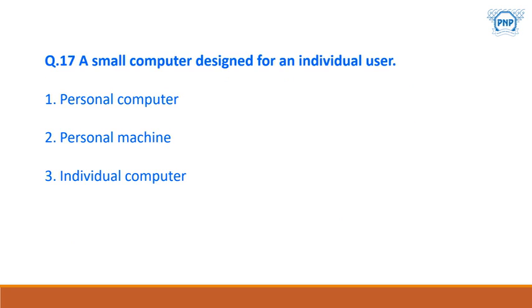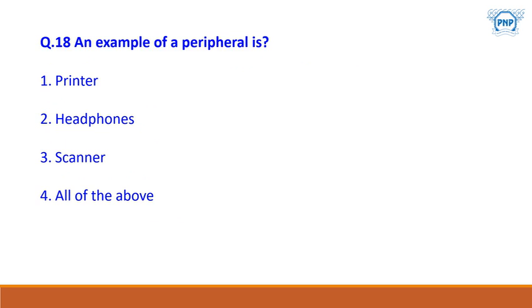A small computer designed for an individual user is known as a personal computer. It is called a personal computer because it is used for personal work. An example of a peripheral. Peripheral means attachment, which you can attach to your computer system. So the answer is all of the above. You can connect a printer, headphones, scanner. Hence the answer is all of the above.